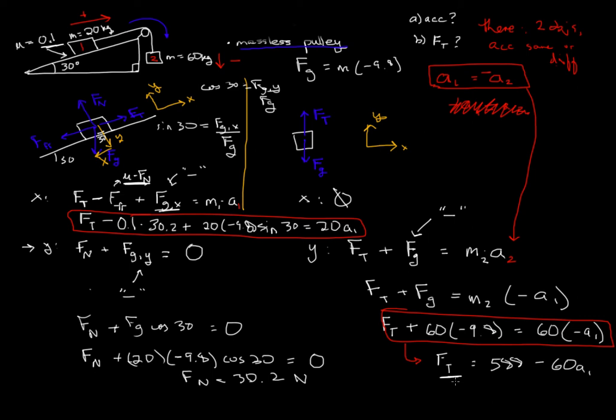Now I solved for tension, and I'm going to take this and plug it in right here. If I plug it in here, I'm going to get one giant equation, but it's all going to have just one variable, right? It's going to have 588 minus 60 a1 minus all these numbers equals 20 a1. So there's only a1. I'm going to spare you the trouble of putting it in your calculator, and I'll just tell you the answer: a1 is 6.08. If I did my math right, this should be 6.08 meters per second squared.